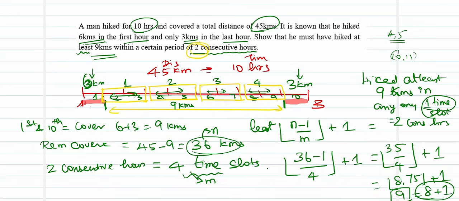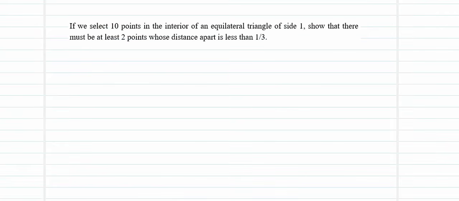in your examination. So we move on to the next one, and this is something like a construction kind of problem where diagram becomes mandatory. So make sure you have the proper diagram to get the full marks out of it. If we are going to select 10 points in the interior of an equilateral triangle of side 1 unit, show that there must be at least 2 points whose distance apart is going to be less than 1 by 3.